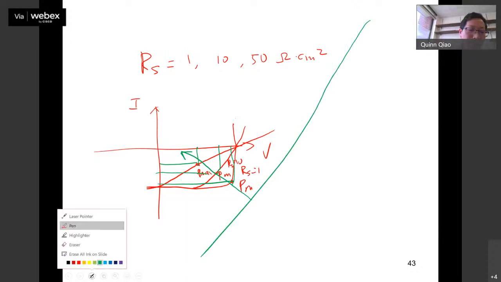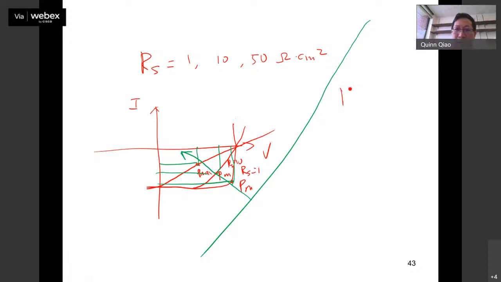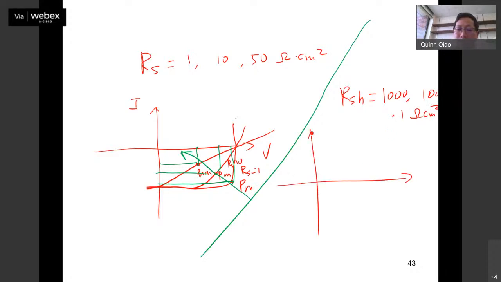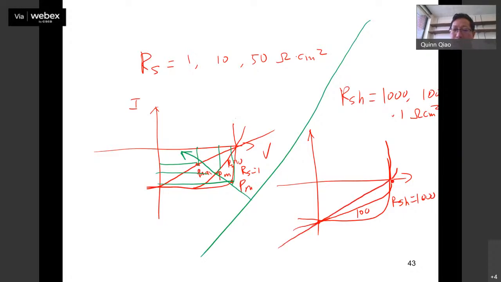The same way if you do it for RSH. Now I have 1,000 first, then 100, and then 1. The unit is the same, for 1 centimeter square devices. Your IV curve is something like this. This is RSH of 1,000. When it is reduced to 100, it goes like this, and then to 1 it goes lower.